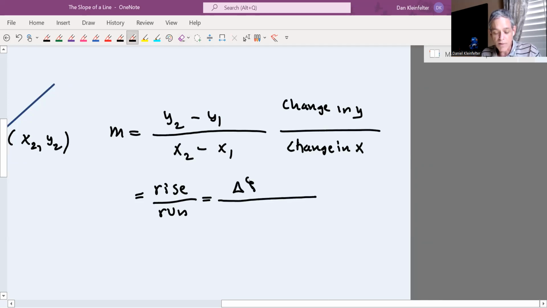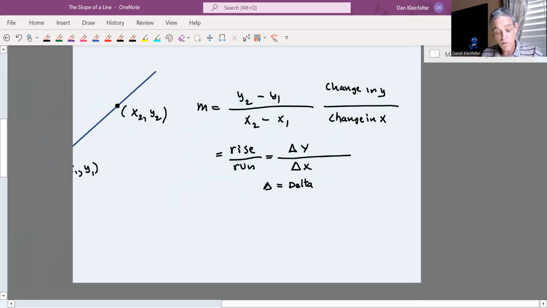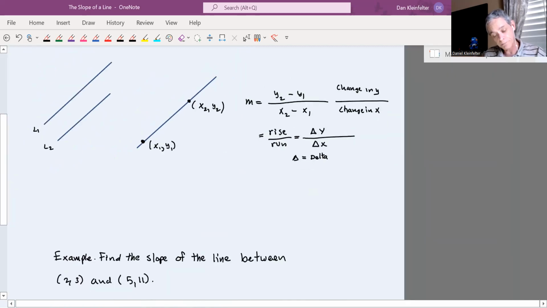So you may see this written as a triangle and then a y, and then a triangle and then an x. This triangle is a Greek letter delta, and it's frequently used in math to represent change. And so you can think of this as a symbol for change in y divided by the change in x. And that is our formula that we use to calculate slope.